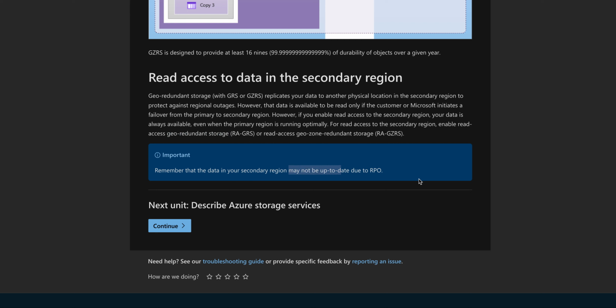A point to remember is that the data in your secondary region may not be up to date due to RPO, because we've seen before that data is not replicated synchronously, it is asynchronous, meaning that the data is not replicated to the primary and the secondary at the same time, right? There is a time lag, and therefore if there is a failure in the primary region, it doesn't mean that the second region will have all the data, because of the asynchronous replication.